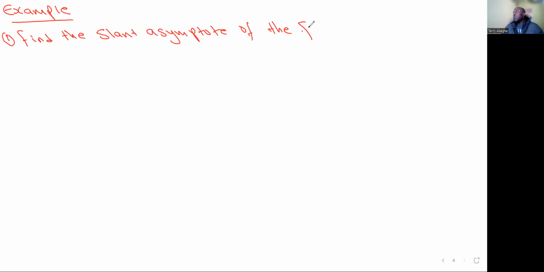So let's assume that you were told, number 1, they want you to find the slant asymptote of the function. So you're told to find the slant asymptote of this function. We have y is equal to x squared over x plus 1, okay? We have this, for example. All right, so let's solve this question and see what we can do.